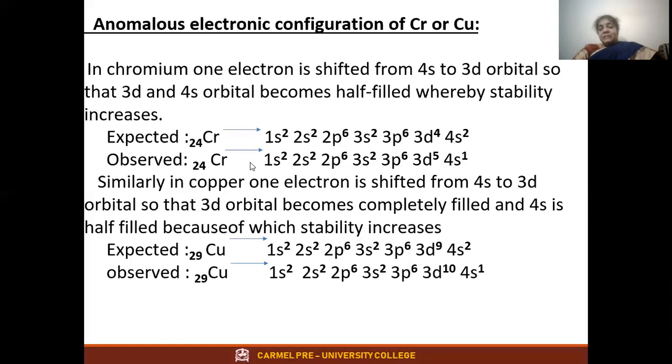So in the exam, students, please remember to write this configuration for chromium and this configuration for copper. Definitely they'll ask for 1 mark: write the electronic configuration of chromium or write the electronic configuration of copper. So never forget, students, remember these two: the anomalous electronic configuration for chromium and copper. Okay, next.